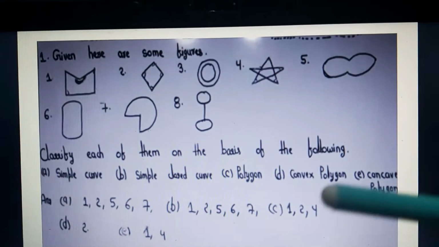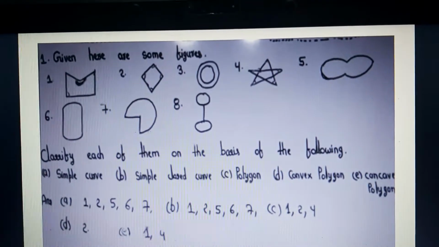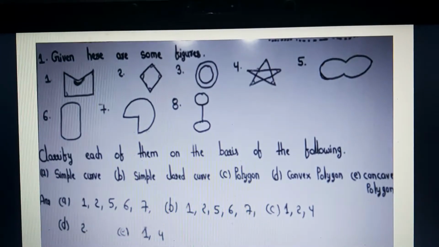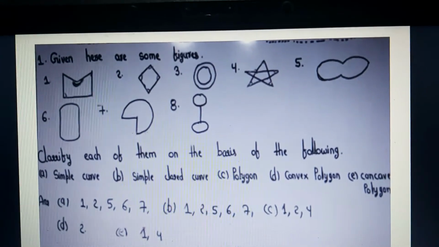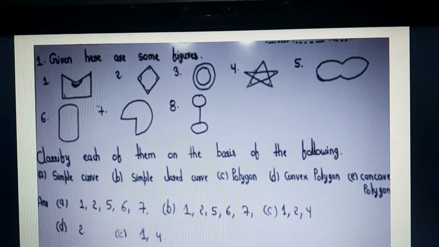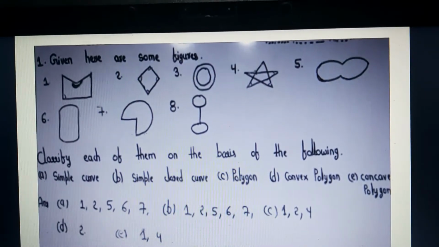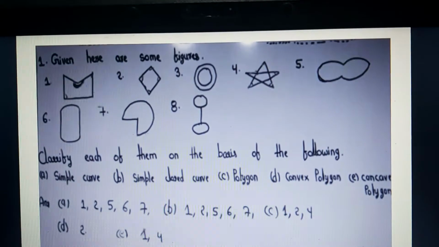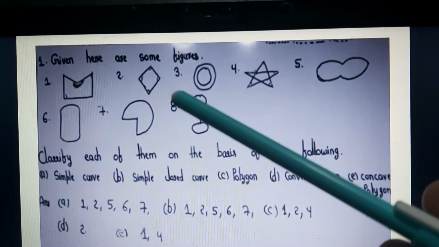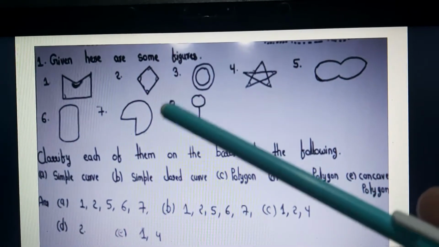D, convex polygon, where all the interior angles are less than 180 degrees. So the second figure will be the convex polygon.